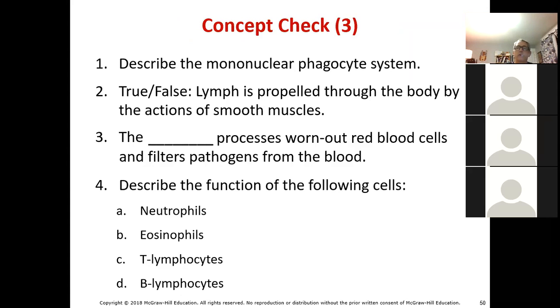So the mononuclear phagocytic system are those neutrophils. True or false: the lymph is propelled through the body by the action of smooth muscles. No, that is not right. Smooth muscles line your blood vessels. And then you have cardiac muscle, three types of muscle, if I remember correctly. The spleen processes worn out red blood cells and filters pathogens from the blood.